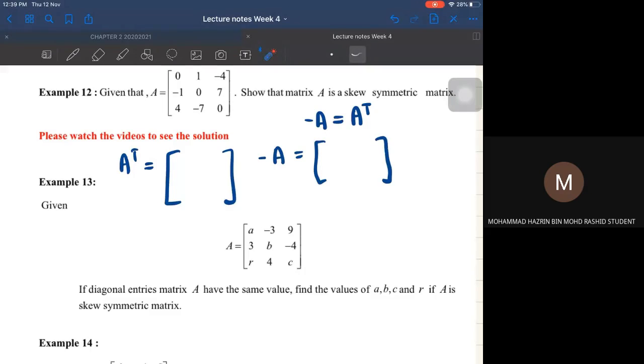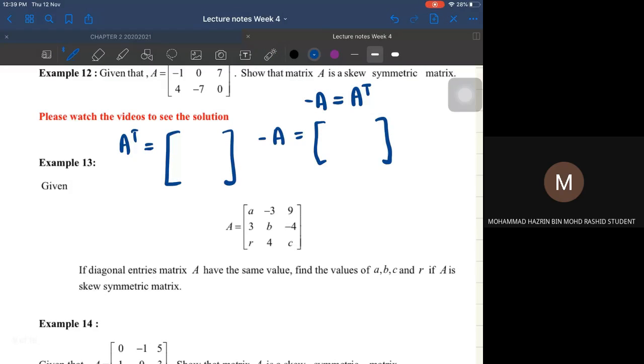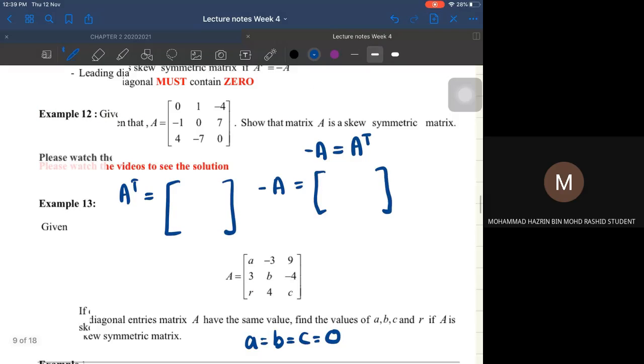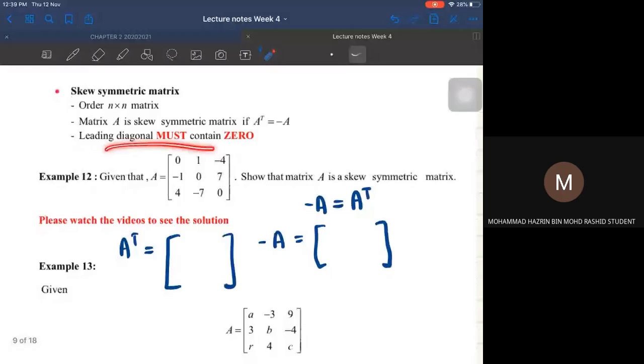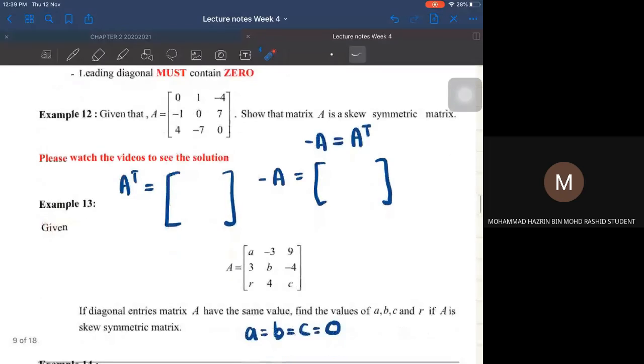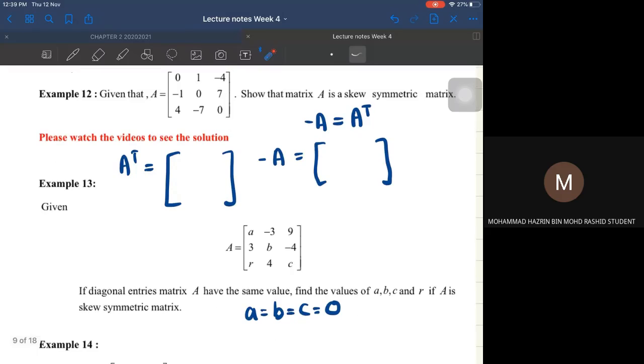Zero. A equals B equals C equals 0. Why is it zero? Because the condition for a skew symmetric matrix is that the diagonal must be 0. So clearly all these values are zero. What is the value of R? Negative 9, yes. R is equal to negative 9.